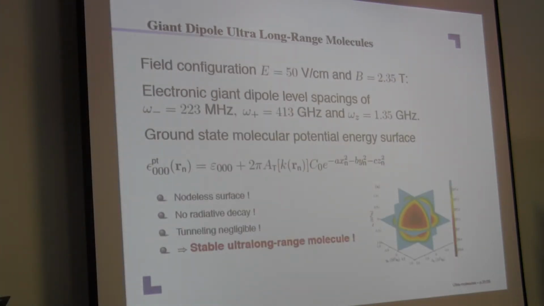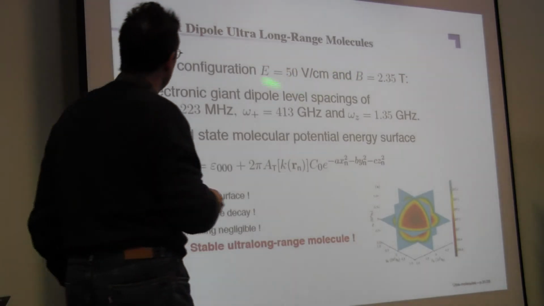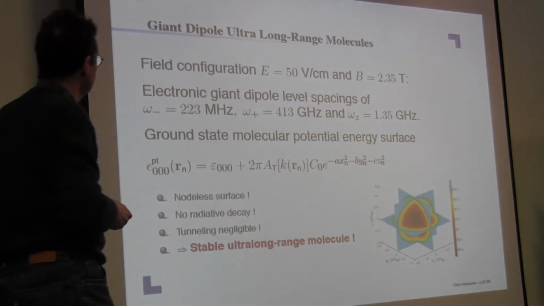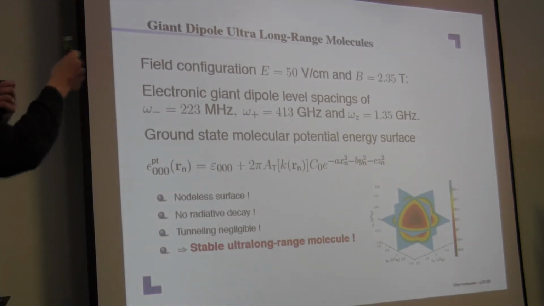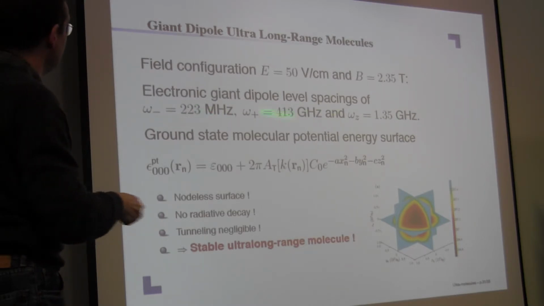Now, what do you get? Let's take a typical setup. Let's take a 2 Tesla magnetic field and a 50 volts per centimeter electric field. Then, for the decentered giant dipole atom, you get these kinds of frequencies.